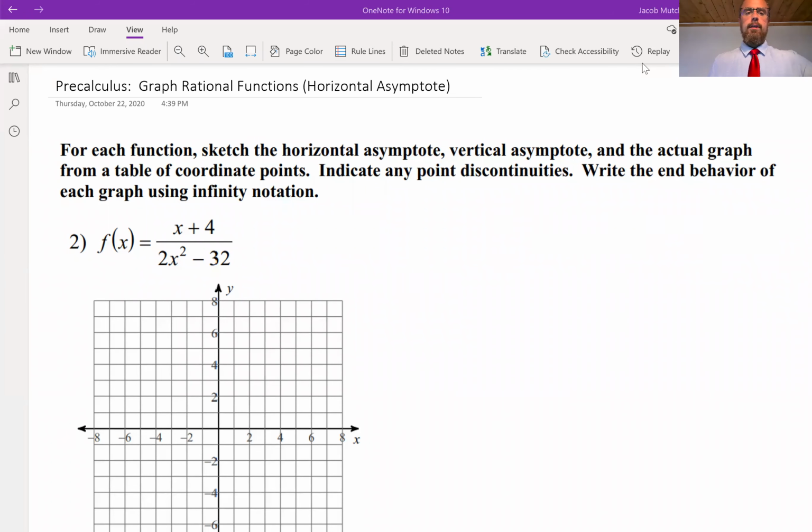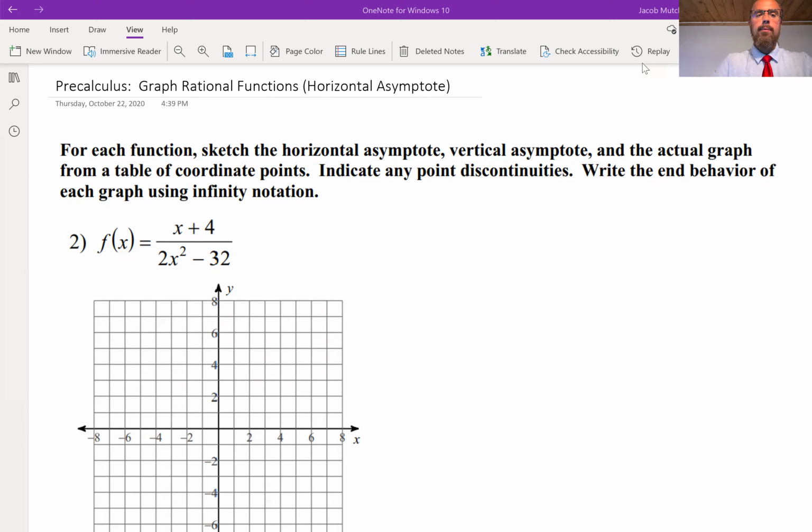Welcome to Pre-Calculus. Today we will investigate graphing rational functions with horizontal asymptotes, focusing on strategies for locating horizontal and vertical asymptotes, as well as removable discontinuities. We'll take a look at one example.